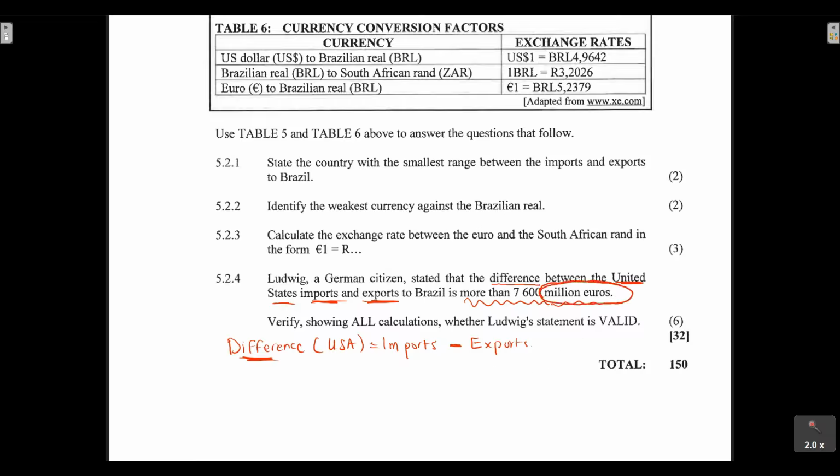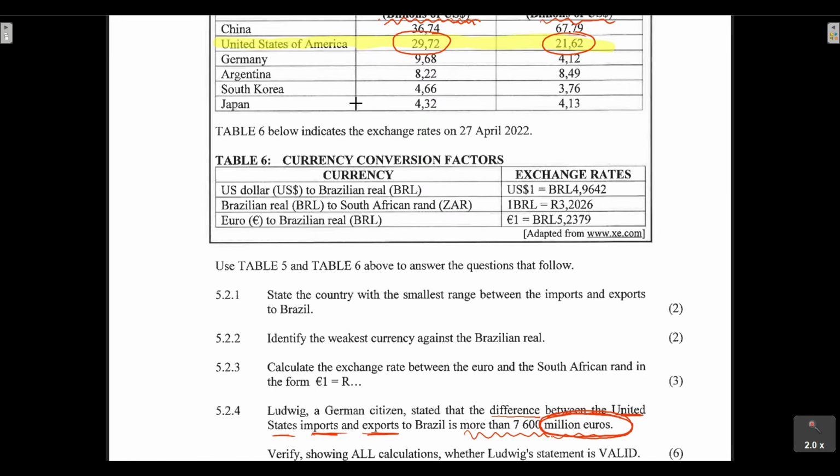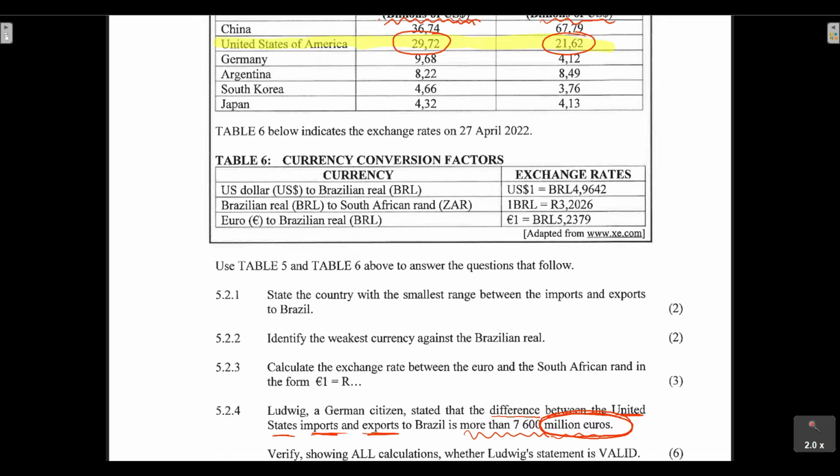Whatever answer we get after we've determined the difference, we need to then convert that answer into euros, because the answer that we'll have will be in what? US dollars. Do you see that? But if you don't, it's fine. Let's take it step by step. So let's start off by finding the difference between the United States imports and exports to Brazil. Okay, so let's basically do that.